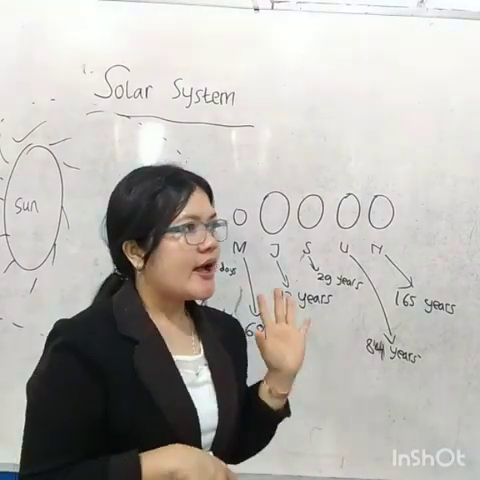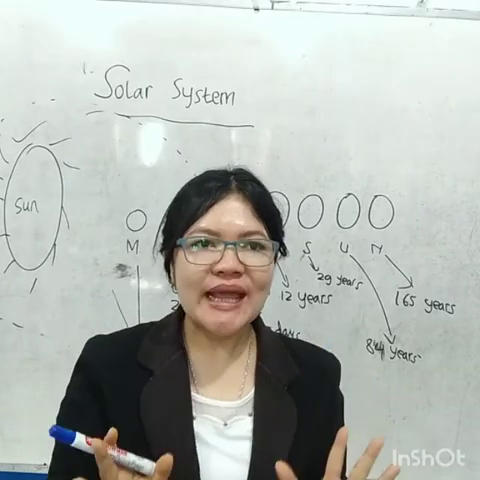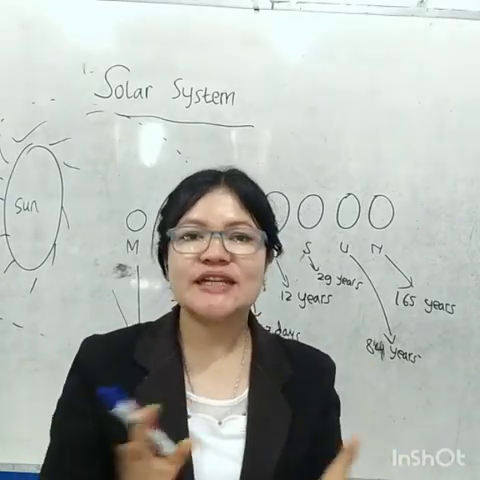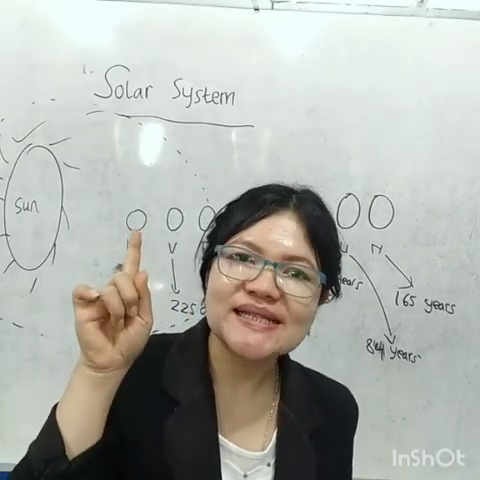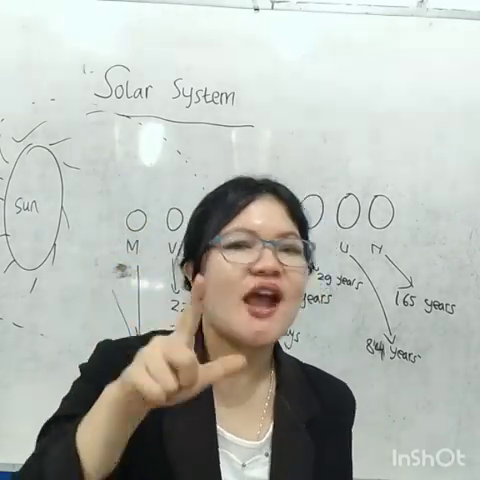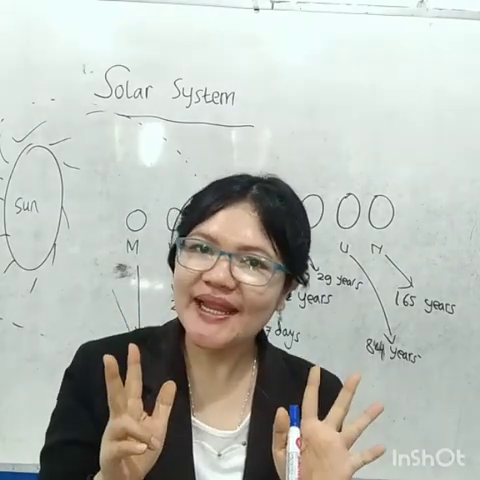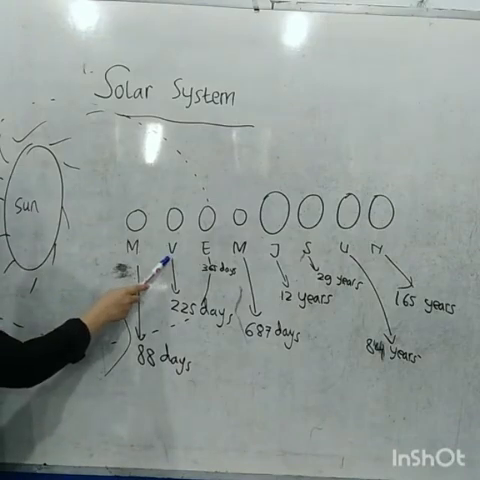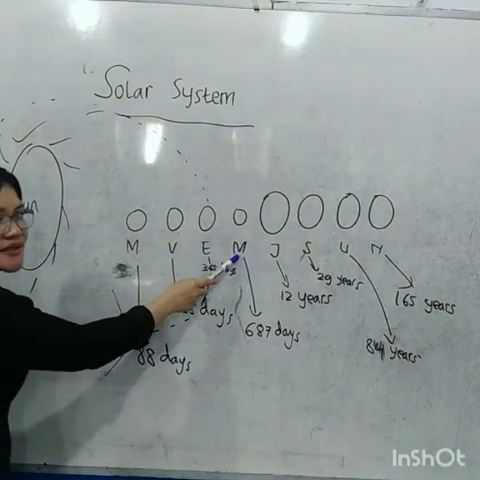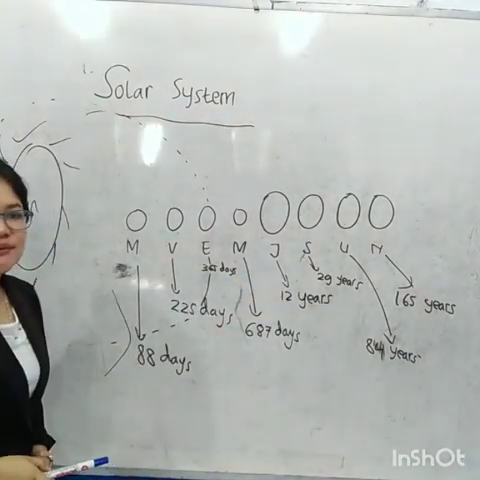Okay? I know all of you also have known that we have many planets in the solar system. How many planets are in the solar system? Yeah, very good. There are 8 planets. What are they? Mercury, Venus, Earth, Mars, Jupiter, Saturn, Uranus, and Neptune.